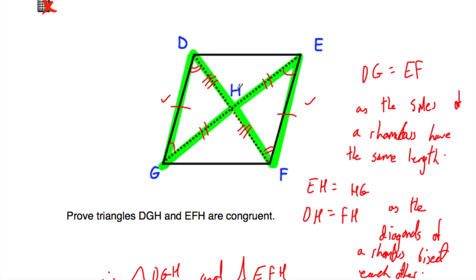You could even look at vertically opposite angles. If you get two lines that cross each other, this angle will be the same as that angle, and so on. So there's lots of different ways you could prove it, but I've used side, side, side. Okay, let's look at our next question, question number 14.